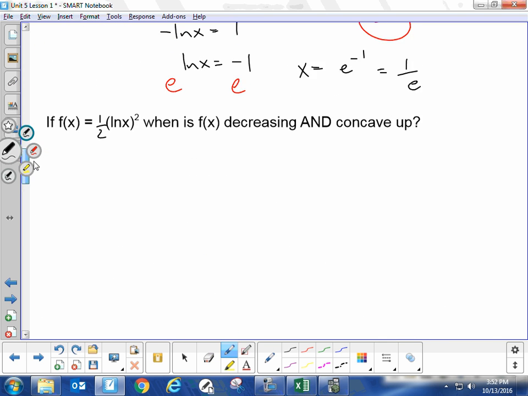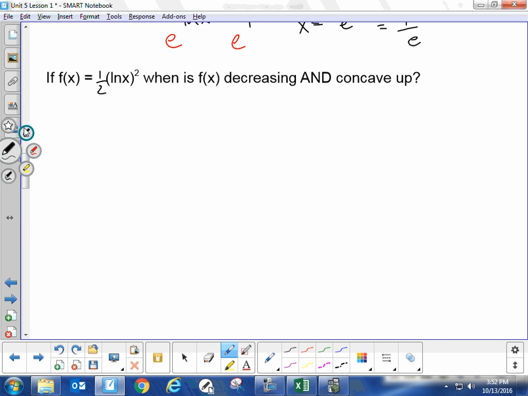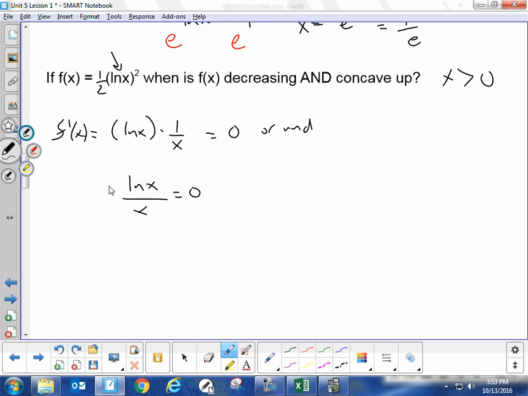Okay, back to this previous example. When is this function decreasing and concave up? Okay, so I have to do both my first derivative and my second derivative. My first derivative, again, we have a composition. So it's the derivative of the outside, which ends up just being the inside, times the derivative of the inside. I'm going to set that equal to 0 or see when it's undefined. Well, we're always going to know that x is going to be greater than 0 because I have log x in it. So I need to figure out when log x over x really just equals 0. So that's when x is 1.